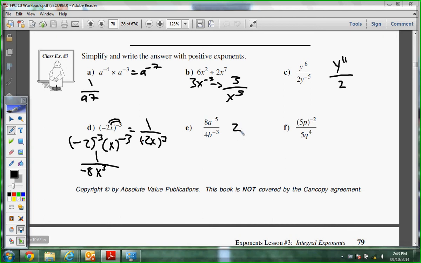Okay, part E, 8 divided by 4 is 2. Negative 5 minus a negative 3, minus a minus, is going to be negative 2. Because negative 5 minus a negative 3 means plus 3. So that's negative 2. I'll push the a down now. I keep the 2 on top. 2 over a squared.